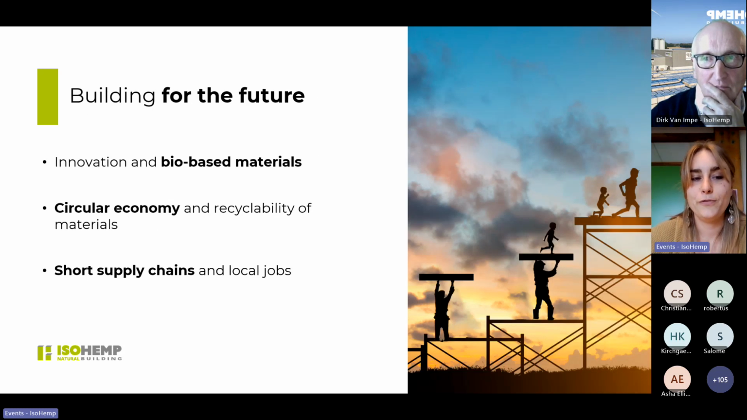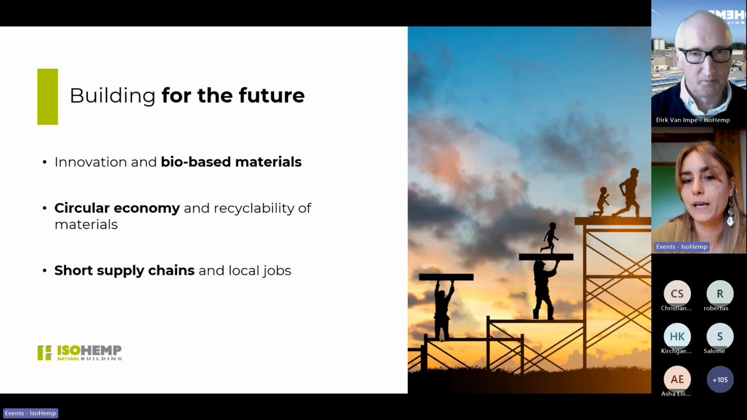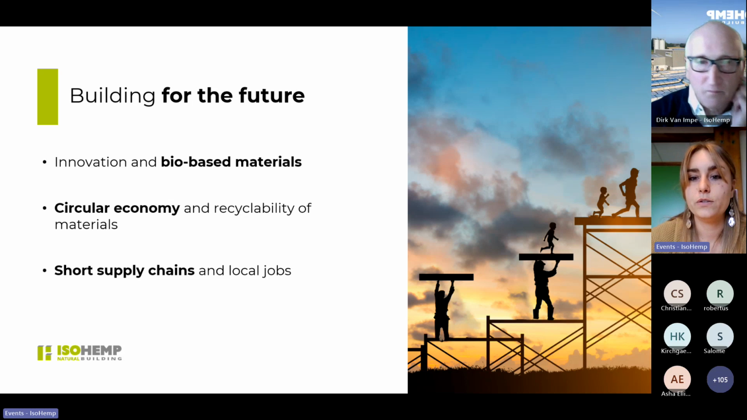Building for the future is what we believe in at our company IsoHemp. We believe that sustainable construction is the key to a greener future, with three aspects: choosing sustainable and bio-based materials, focusing on the circular economy by recycling and also upcycling as many materials as possible, and focusing on the short supply chain. We focus on these three elements, and we will explain during the presentation how we make them happen in our process, and build environmentally friendly homes to answer the global crisis.